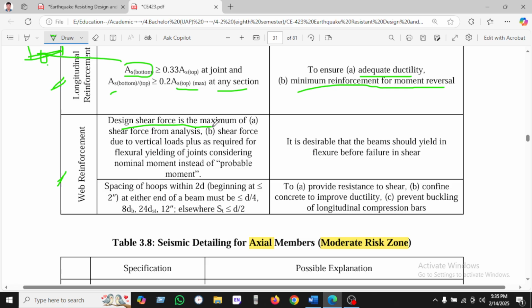Design shear force is the maximum shear from analysis: the shear force due to vertical load plus that required for flexural yielding of the joint, considering minimum moment instead of probable moment. It is desirable that the beam should yield in flexure before failure in shear.